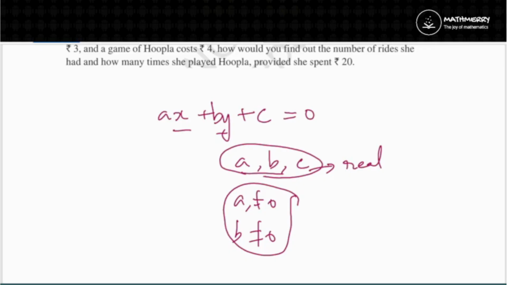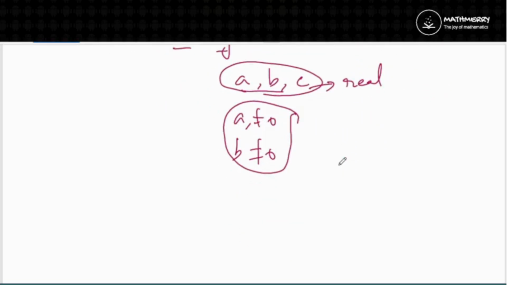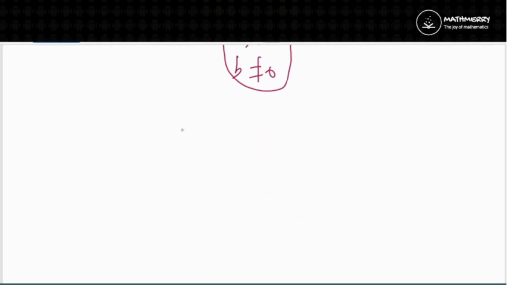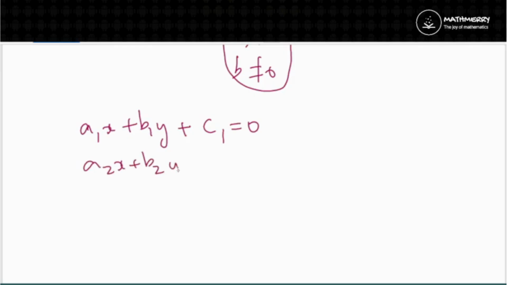Now when we come to the pair of linear equations in two variables, here pair means what? We will be having two. So here we need two equations, that is two linear equations in two variables. We generally write the general form or the standard form of pair of linear equations in two variables as a1x plus b1y plus c1 is equal to 0, and also a2x plus b2y plus c2 is equal to 0. So these are the pair of linear equations in two variables.